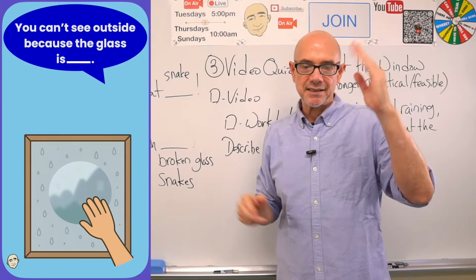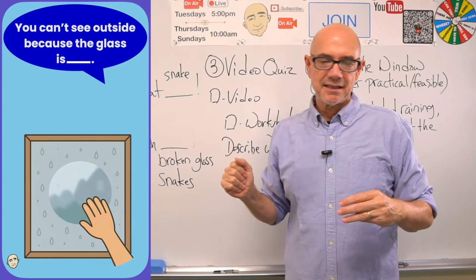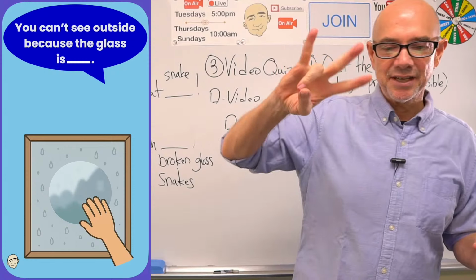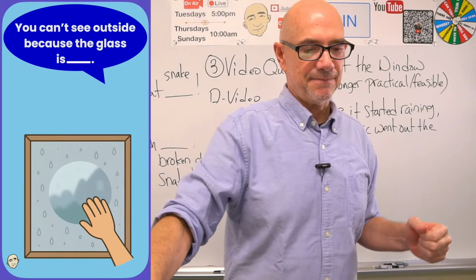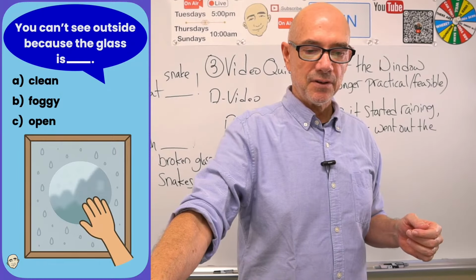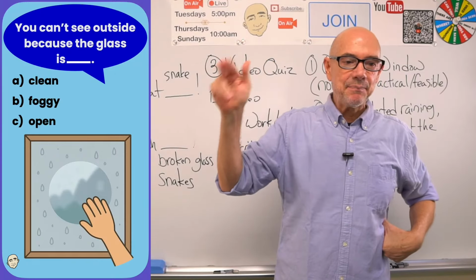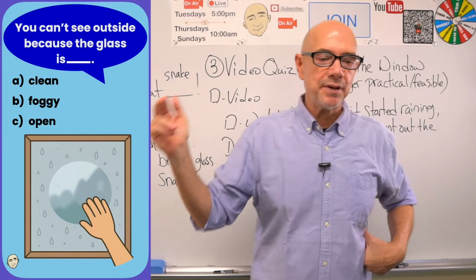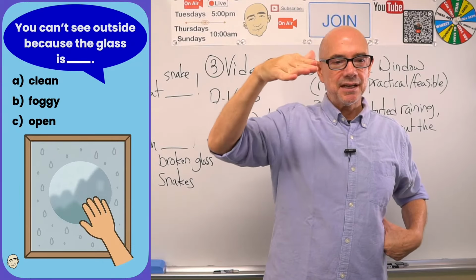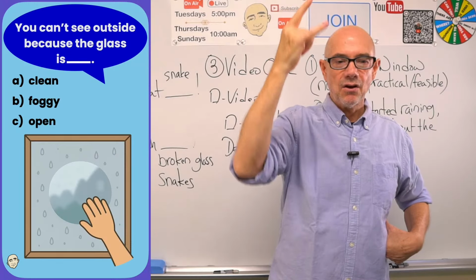Okay, so Iman says cloudy. Okay, let's look at the 3 options here. And you choose the best one. Okay, so we have A, clean, B, foggy, C, open. You can't see outside because the glass is clean, foggy, open.